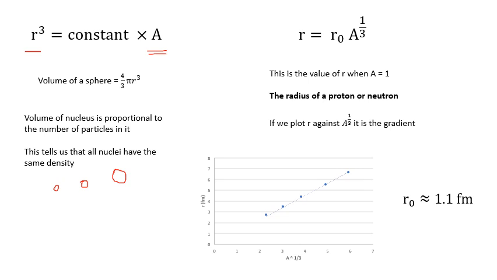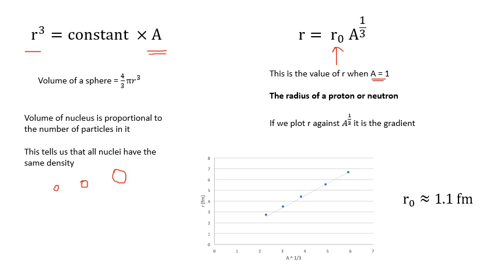So if r cubed is proportional to A, then r is proportional to the cube root of A. And we say that r equals r naught A to the 1/3. r is proportional to the cube root of A. What is r naught? Well, r naught is the value of r when A equals 1. In other words, it's the radius of a proton or a neutron. So this r naught is the radius of a proton.